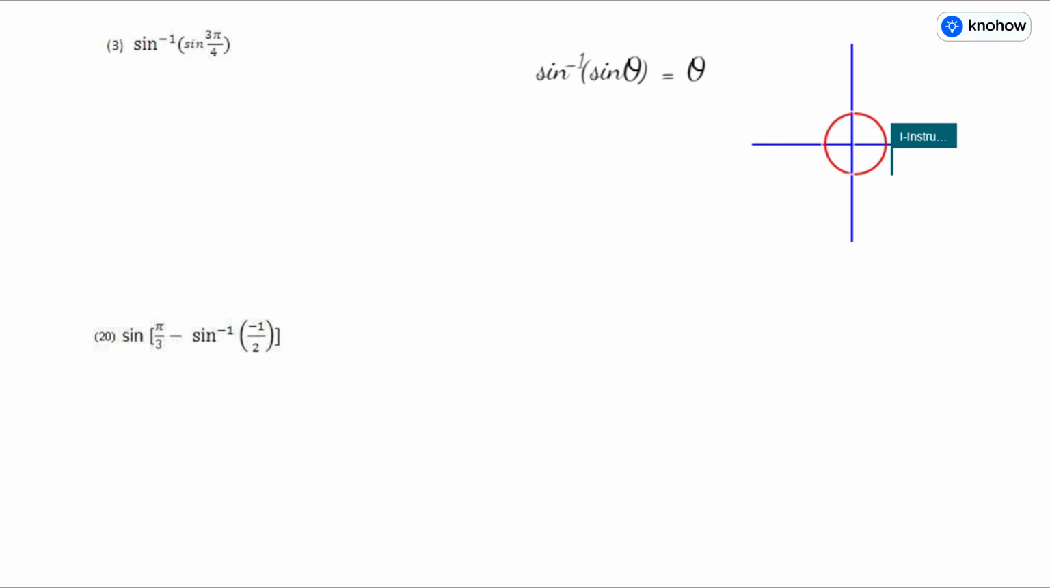What to do? This 3 pi by 4 may be written as pi minus pi by 4. So sine 3 pi by 4 may be written as sine of pi minus pi by 4. And you know sine in the second quadrant is positive. So sine pi minus pi by 4 is sine pi by 4. So this may be written as sine inverse of sine pi by 4. And now this angle pi by 4 lies in the principal value branch. So we can apply the property sine inverse of sine theta is theta. So the final answer is pi by 4 using the property.